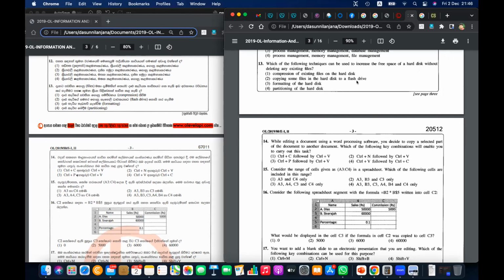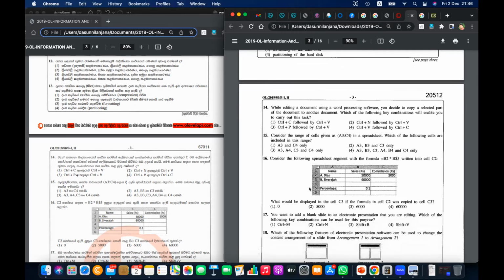Copying some files to a flash drive is like transferring a set of passengers to some other bus. That is not going to work. Copying is actually taking duplicates. Formatting the hard disk: entire bus you format, you remove all these people. It will give the space, but where are the files now? Partition means you divide the bus into sections. Girls section, pregnant section, boys section, but still the same group. Therefore, number 1 is the answer here.